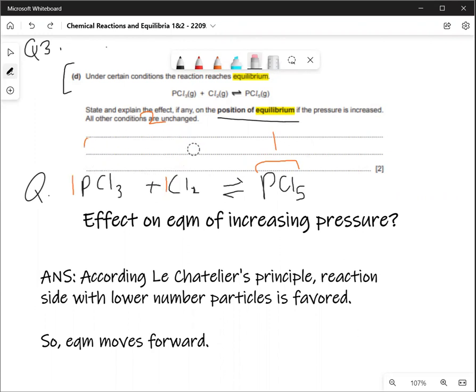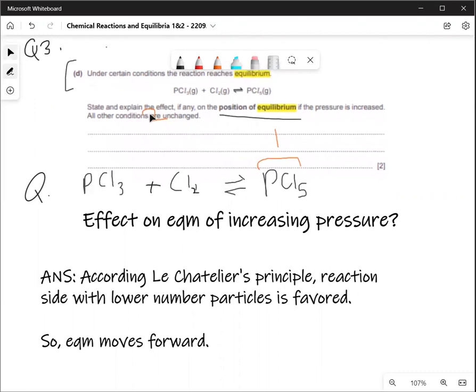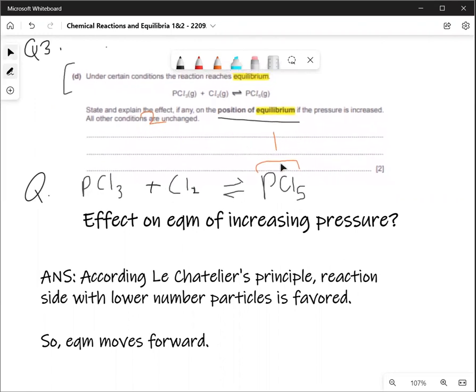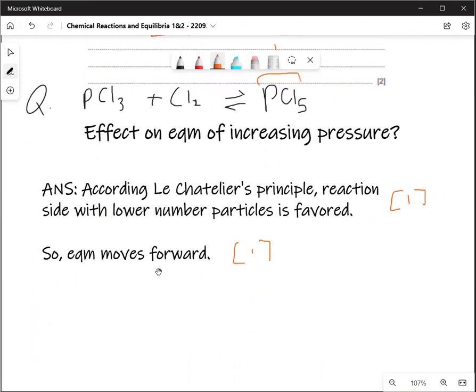The forward one, right side. The right side. So it's not the right side, it's the forward side. Is it clear? Yeah, forward. So I'll say the equilibrium moves forward. That's 2 marks. 1 mark for this and 1 mark for this. If you want, you can add one more thing here. Please add it.